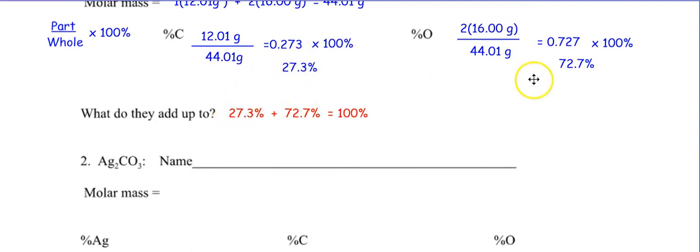All right, so 27.3% plus 72.7% adds up to 100. And here's a hint. It should always add up to 100%. Okay, so that's an awesome check right there.